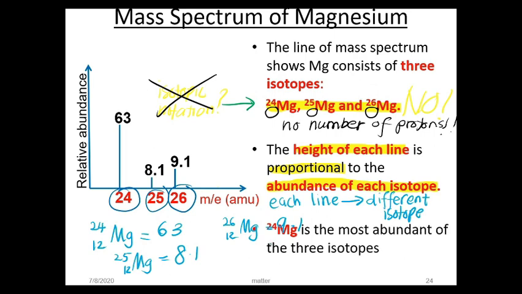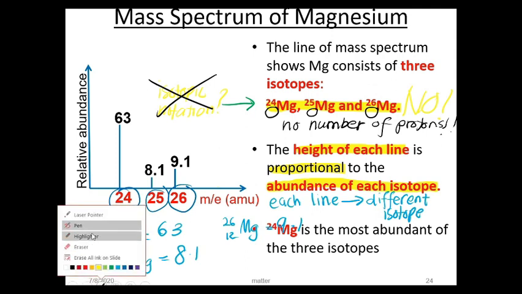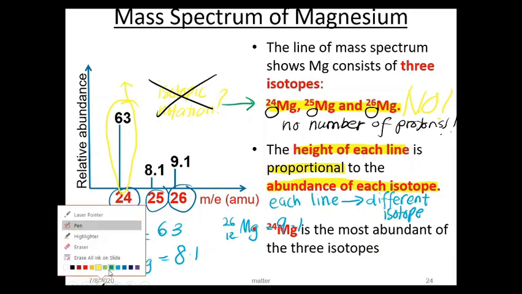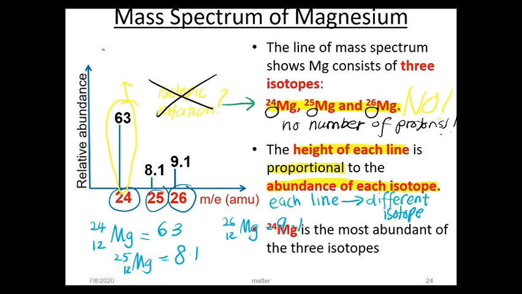Which isotope of magnesium is the most abundant of all? You just need to look at the highest peak, which is this one. The highest peak means it is the most abundant isotope, which is 24 magnesium.